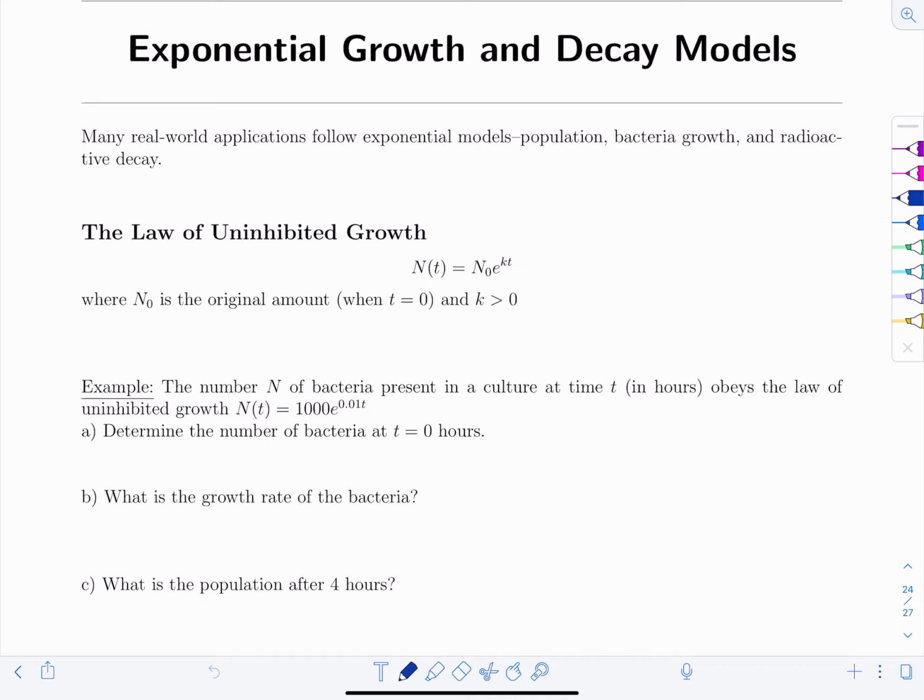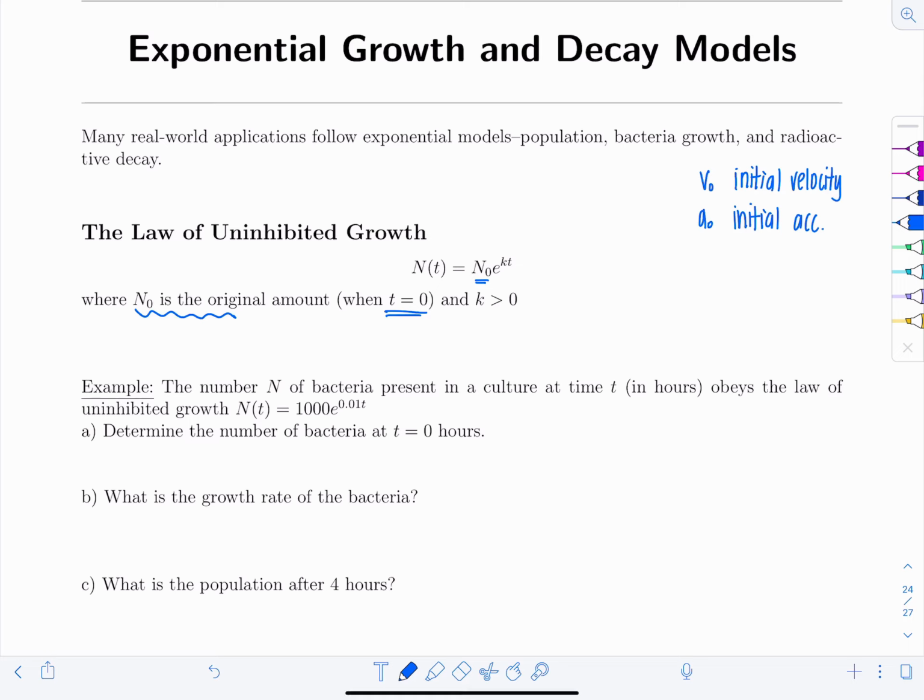And so the first model that we're going to look at is the law of uninhibited growth. The model basically tells us what the final number or population, N, is after time t. N naught, this N with the subscript 0, is the original amount. And you'll see this notation in other classes as well, like maybe your physics class. V naught means the initial or starting velocity when t is equal to 0. A naught is your initial acceleration. So N naught is the original amount when t equals 0.